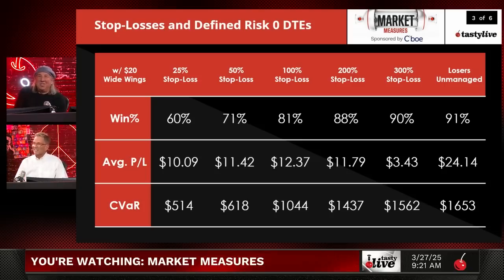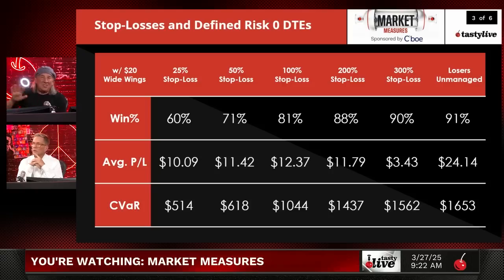With iron condors with $20 wide wings, if you notice here, the average P&L if you take profits at 25%, these are not times 100 or whatever. These are just the profits: $10, $11, $12, $11, $3, and $24. These are everything from the losses being unmanaged to taking a stop loss. The average is obviously lower if you take a stop loss. The one thing I wanted to point out here is that the win percentage with stop losses is a little bit lower. The other numbers don't change that much.